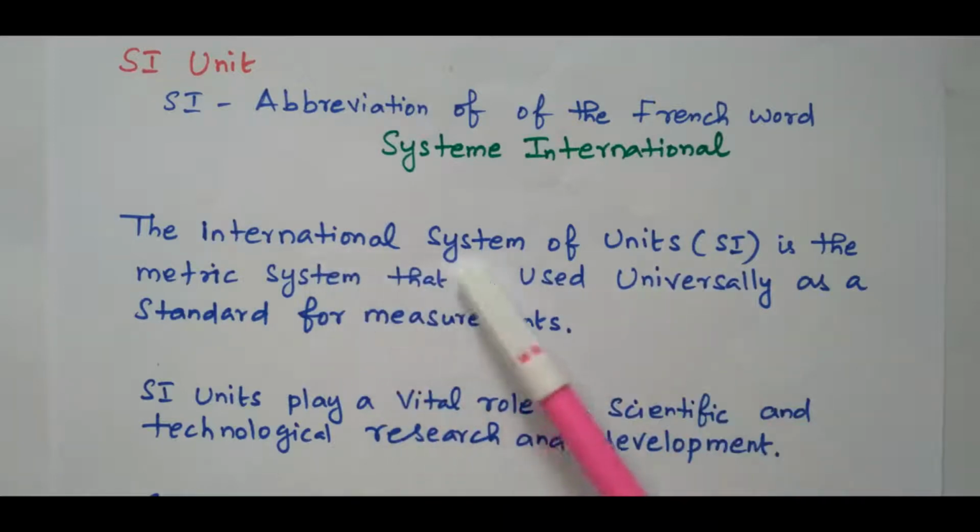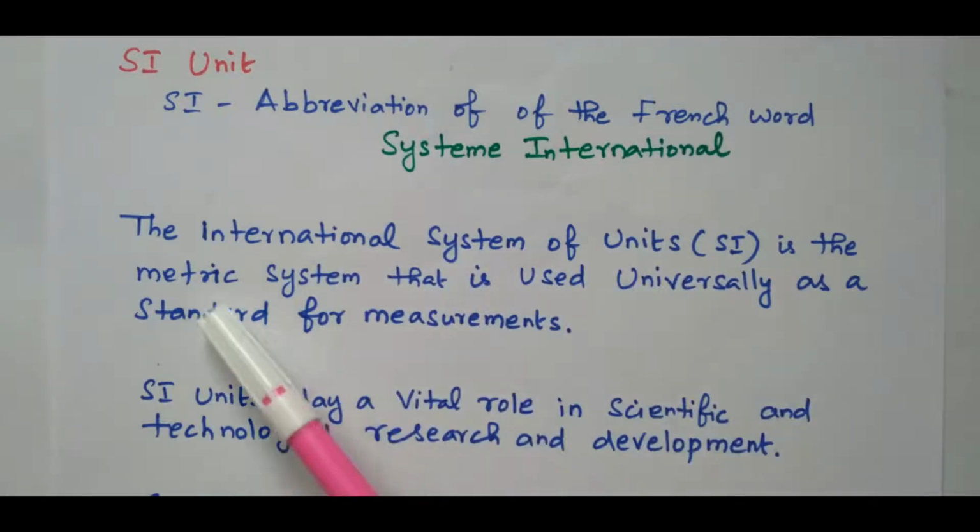SI is the international system of units, the metric system that is used universally as a standard for measurements. In order to get uniformity over the entire universe, these SI units are defined. So everyone needs to use these SI units for representing measurements. The SI unit plays a vital role in scientific and technological research and development. In order to have uniformity while going with any research and development, it will be very useful to go with uniform standards, uniform units.